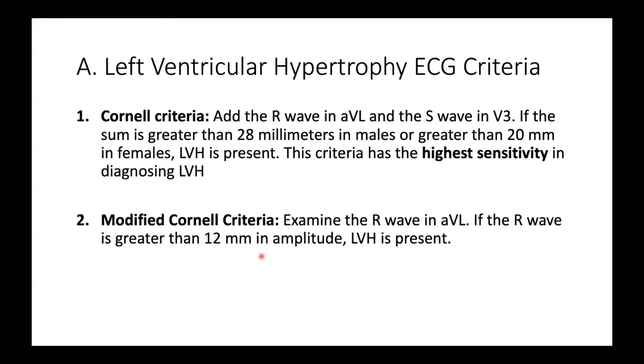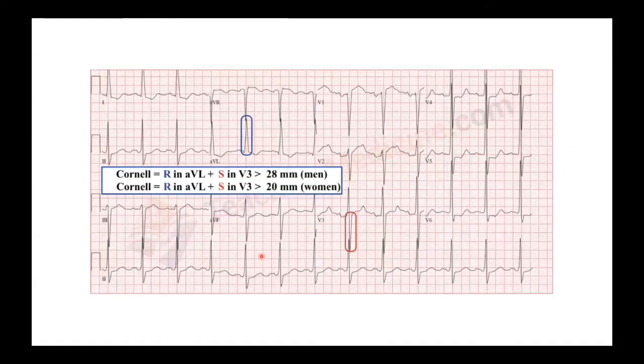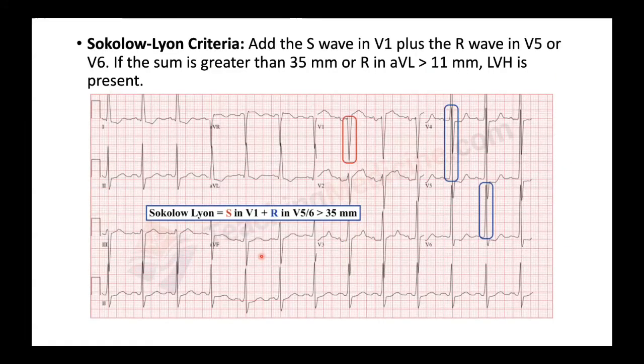The most common criteria which you will be using is the Sokolow-Lyon criteria, where you see the height of S in V1 plus R in V5 or V6, if it is more than 35 mm, we say that it is LVH. So that is the most common criteria which all of us know, and it is not bad, because this is most commonly used. So it is S in V1, not V2, S in V1 plus R in V5 or V6 more than 35 mm, which tells that there is LVH.